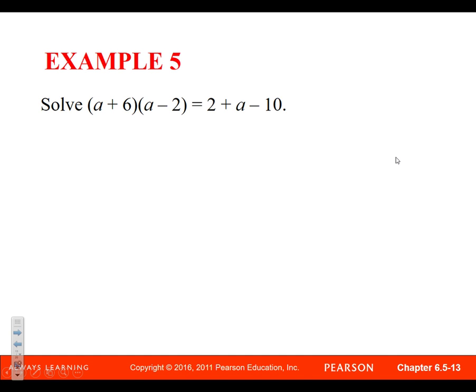Okay, solve this one. Try to solve this one.